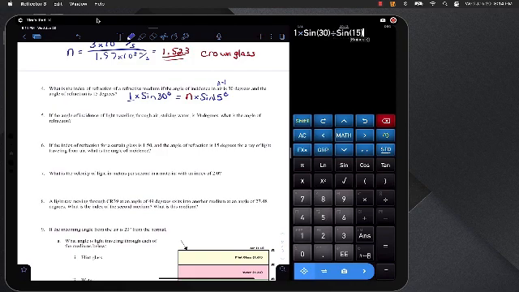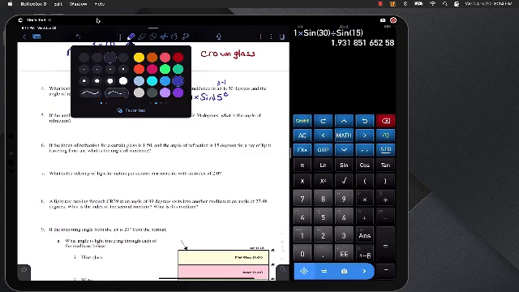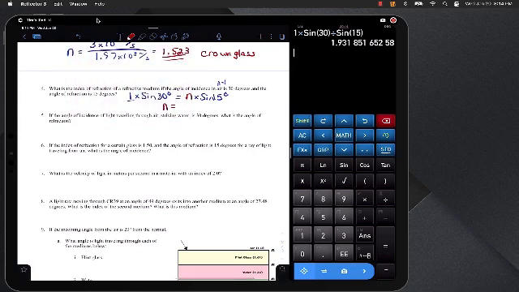Why am I not doing the inverse sine? Because I don't need to find the angle. The only time I use inverse sine is when I need to find the angle for it. Well, it equals, so n, the index of refraction here for this one, is 1.9, and let's go to 2 places, 1.93.